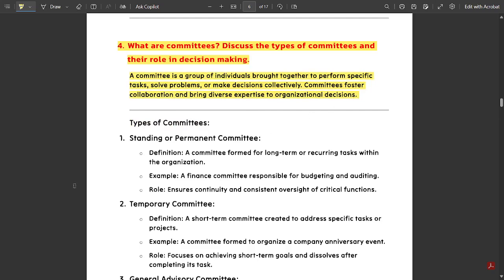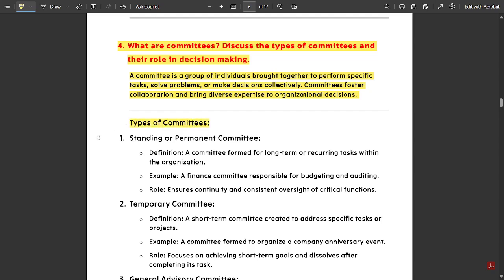Okay, so this is basically a committee. It is a group of individuals brought together in a group to perform any specific task or solve problems. Okay, that is the collective decision making happening between that set of people. That's called a committee.